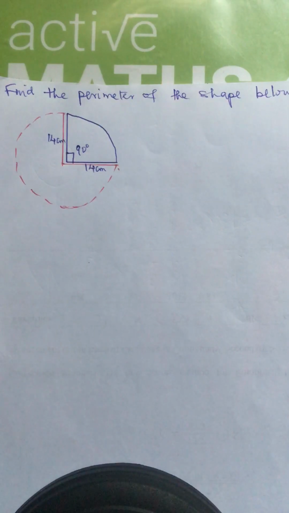Remember that perimeter is the sum of all the distances around any shape. For example, a triangle. If you are looking for the perimeter of a triangle, simple. Add the three sides. That's the perimeter. If you are looking for the perimeter of a rectangle, simple. Add the four sides. That's all.